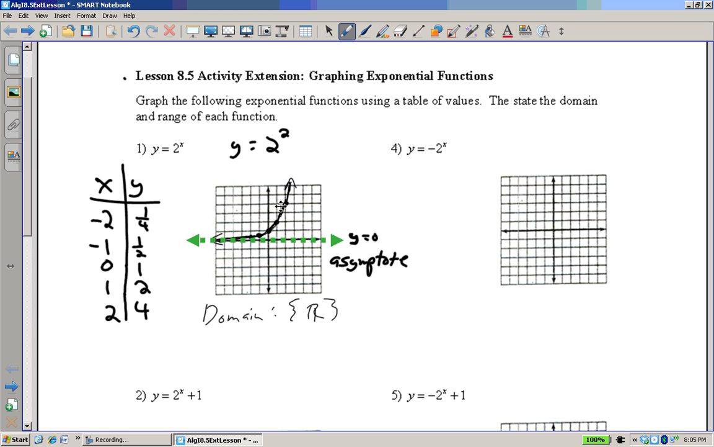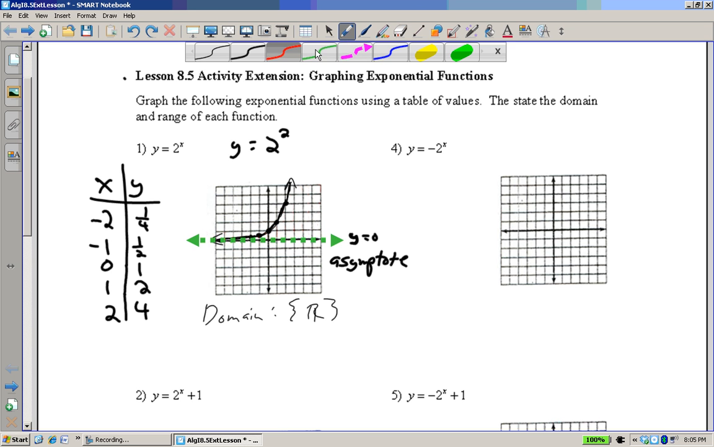Because on the x-axis, if you were to sort of squeeze this onto the x, you see there's going to be some value on the x-axis all the way across. So the domain is all real numbers.